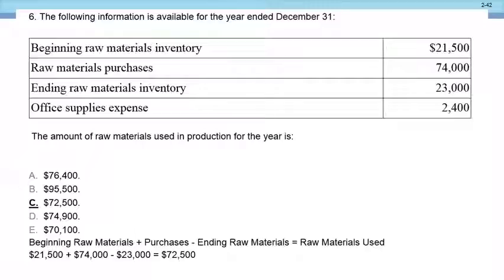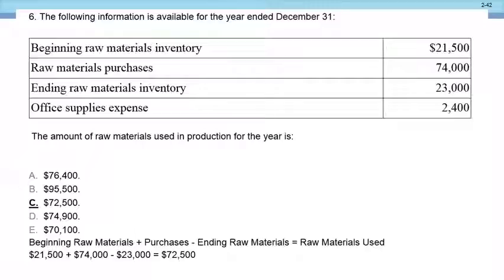Okay, so what happens? We're sitting here, and we have raw materials used. They want the subtract, don't they? So again, the process is know what account you're dealing with, raw materials, and then you use BASE. You use that approach, okay? And you just start taking what the question gives you. Did they give me the beginning raw materials? They give me the beginning raw materials, so I'm just going to go ahead and plug that in. 21,500.